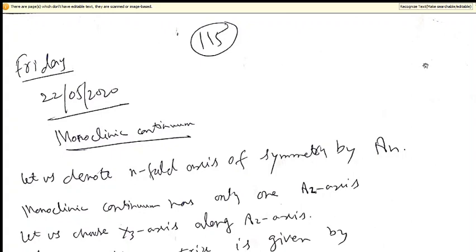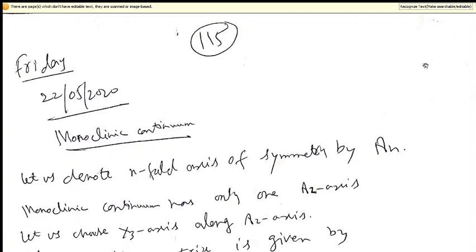In this lecture, we will discuss independent components of the elasticity matrix for monoclinic continuum, orthotropic continuum, cubic continuum, isotropic continuum, and for trigonal, tetragonal, and hexagonal continuum. We will not go into the detail of trigonal, hexagonal, and tetragonal. We will directly write the matrix C, the elasticity matrix, for those continua.